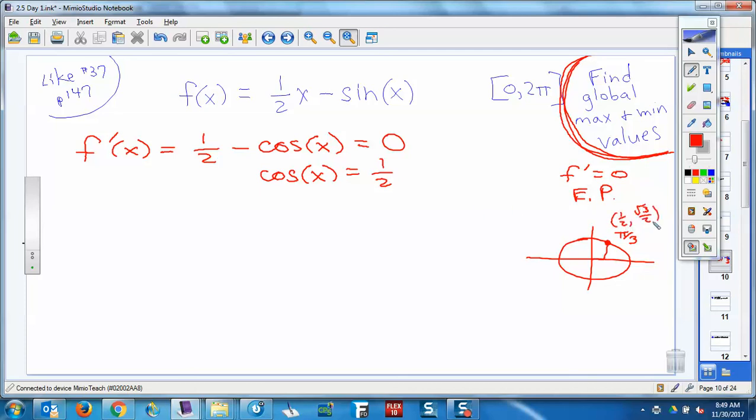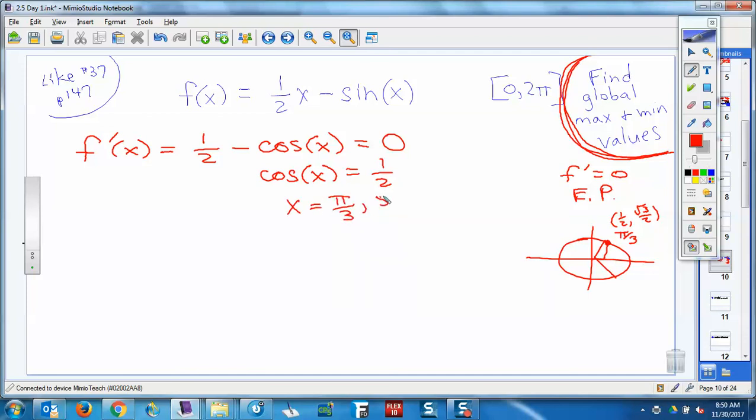Remember, root 3 over 2 is bigger. Root 3 over 2 is like 0.866. 1/2 is 0.5. Cosine is the x, so you only go over a little bit and up more, rather than over and then up a little bit. So it's pi thirds. And then where else? Down here as well. Cosine is positive in these 2 quadrants. Okay, so we're at pi thirds and 5 pi thirds.